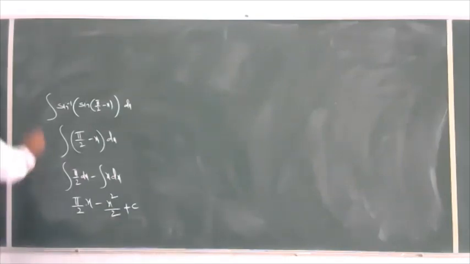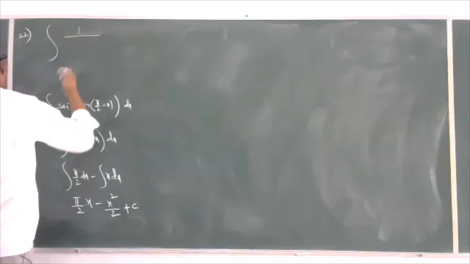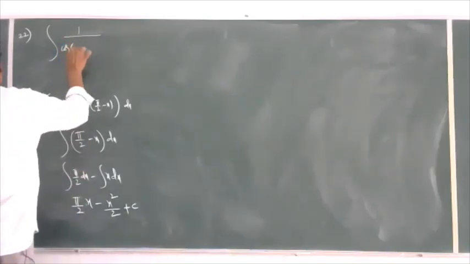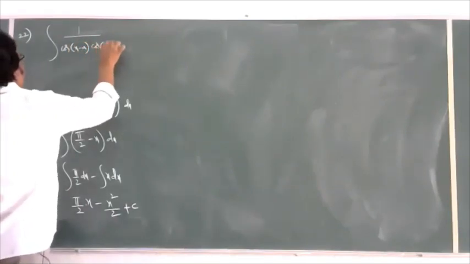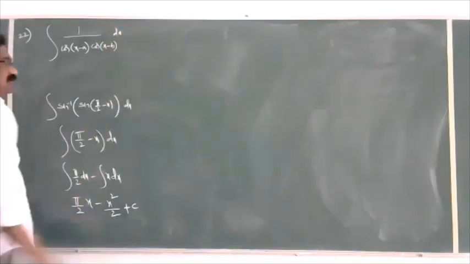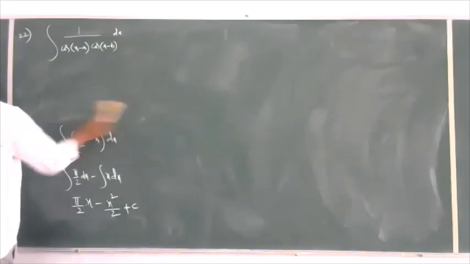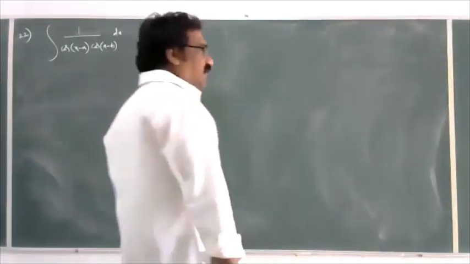So 22. Integral 1 by cos of x minus a into cos of x minus b dx. So here simplification is very, very important. That's why listen carefully.